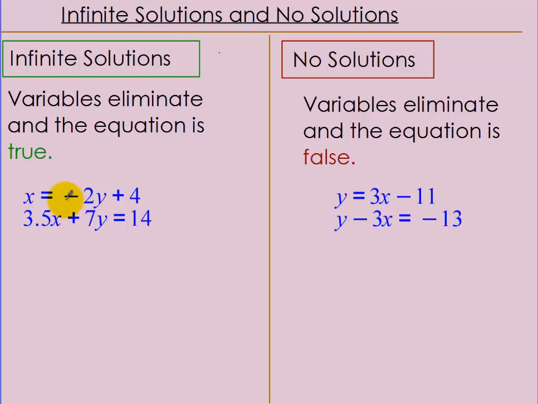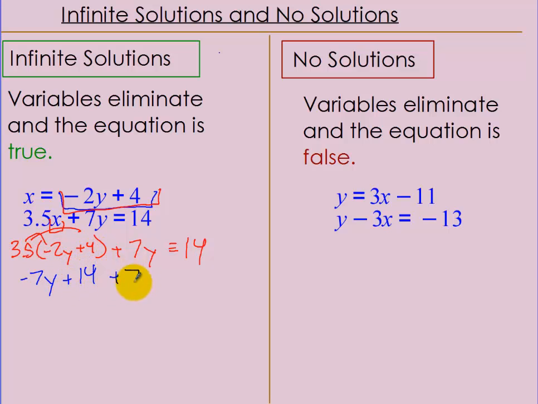So for example, in this case, I'm going to substitute this negative 2y plus 4 in for the x on the bottom, so this in for that x. So what I get is 3.5 times negative 2y plus 4 plus 7y equals 14. When you do that, distribute that negative 3 to the negative 2y and the plus 4. So what you're going to get is negative 7y plus 14 plus 7y equals 14.